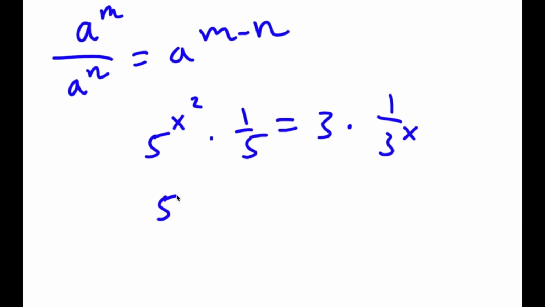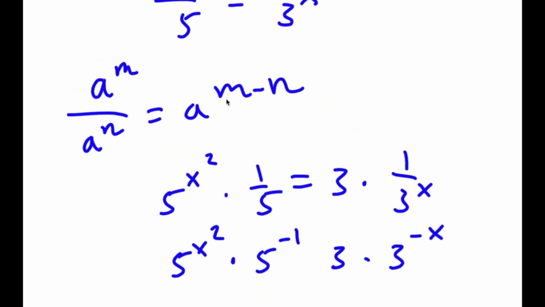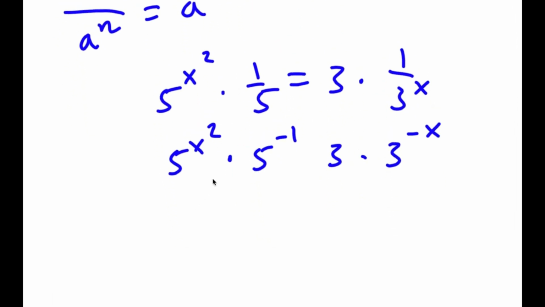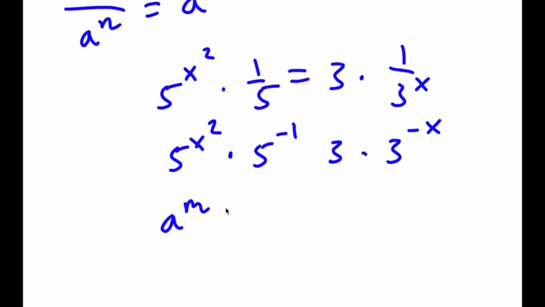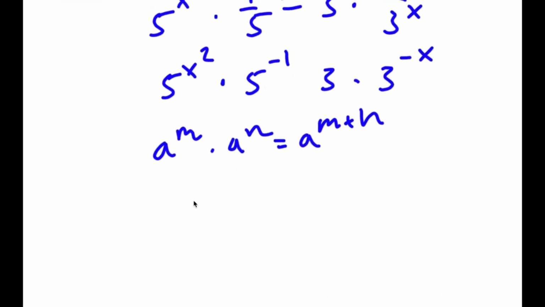Now, 1 over 5, this is the same thing as 5 to the power of negative 1. And 1 over 3 to the power of x, this is the same thing as 3 to the power of negative x. And remember, now I can also multiply these, and if a to the power of m times a to the power of n, this is equal to a to the power of m plus n. So 5 to the power of x squared times 5 to the power of negative 1, that's going to equal 5 to the power of x squared minus 1, which is equal to 3 to the power of 1 times 3 to the power of negative x, which is equal to 3 to the power of 1 minus x.